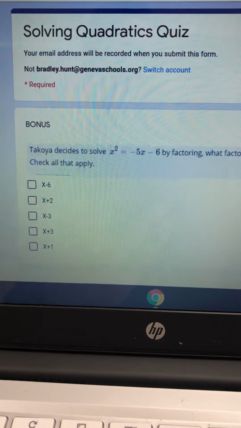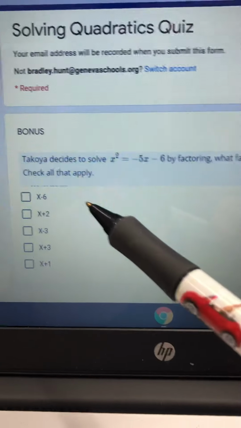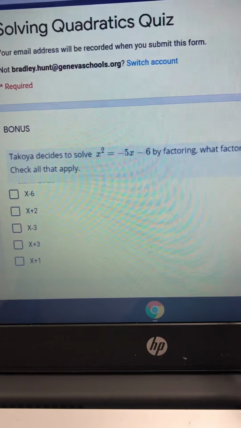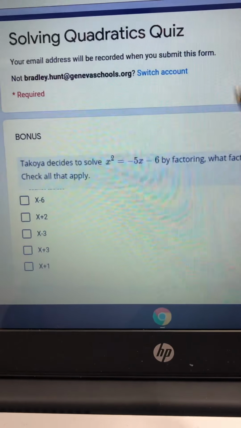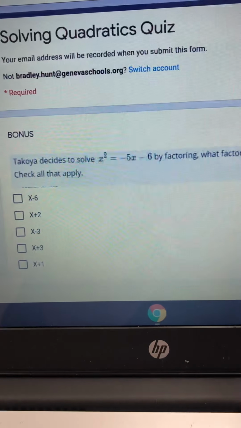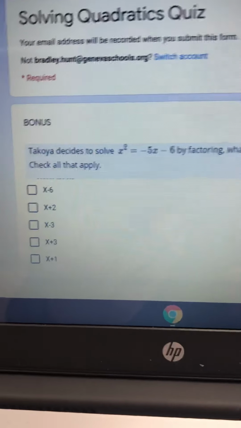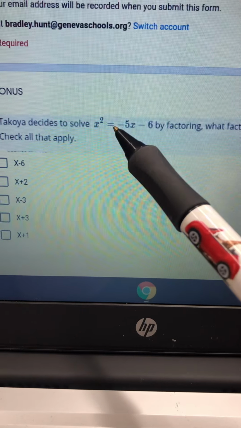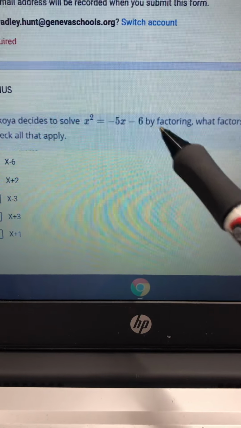I want to read through the Solving Quadratics quiz for you. And these are going to be out of order, so you might want to jump around on your quiz while you're watching this so that you can be answering the same questions, because they all are in different orders. So the first one: Takoya decides to solve x squared equals negative 5x minus 6 by factoring.